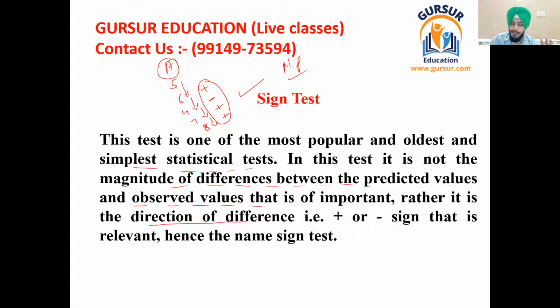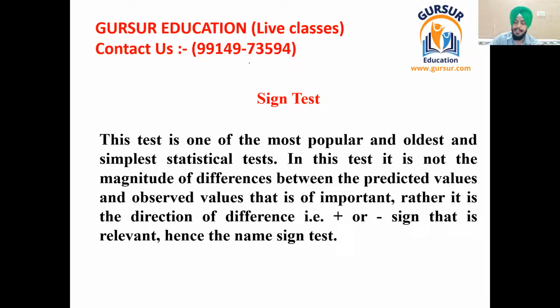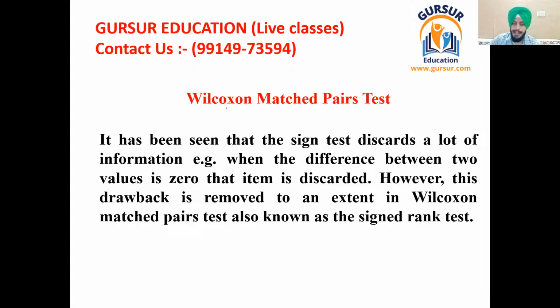Rather, the direction of a difference, like plus or minus signs, is important for analyzing whether there is a difference between observed values and the expected values as per the table. So this is about the sign test. The second is the Wilcoxon matched pair test.